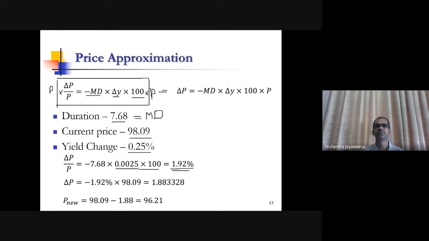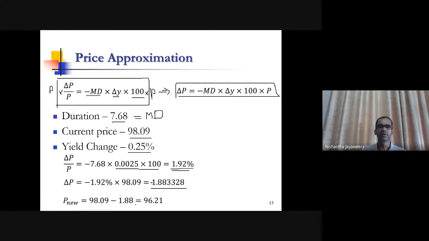Then it will become this: change in price equals modified duration times change in yield times 100 times current price. So you can use that. Then the change is 1 point. There's a mistake here. Because this is minus, it should be minus 1.883328. So the new price would be the current price 98.09 minus 1.88, so 96.21.